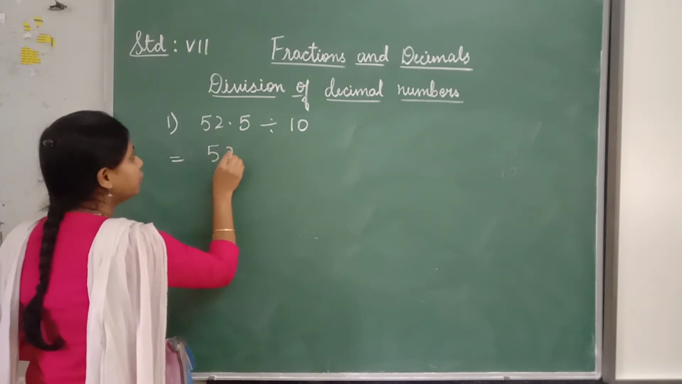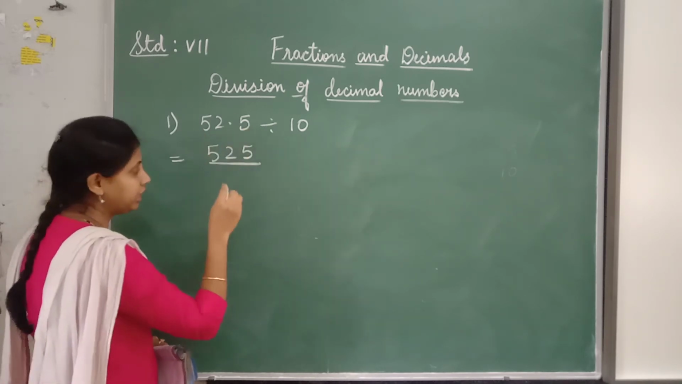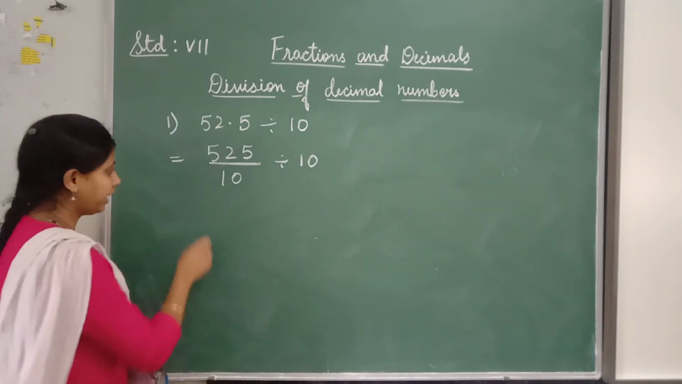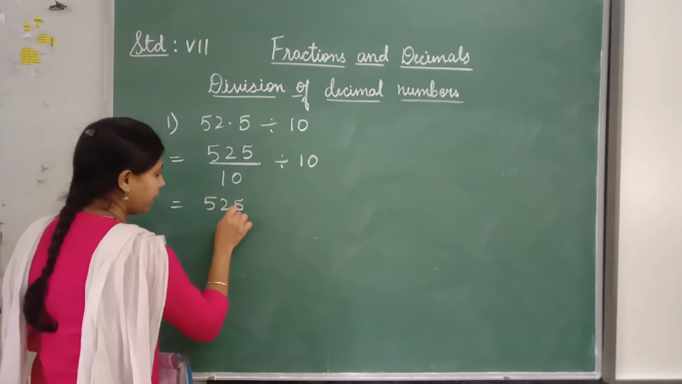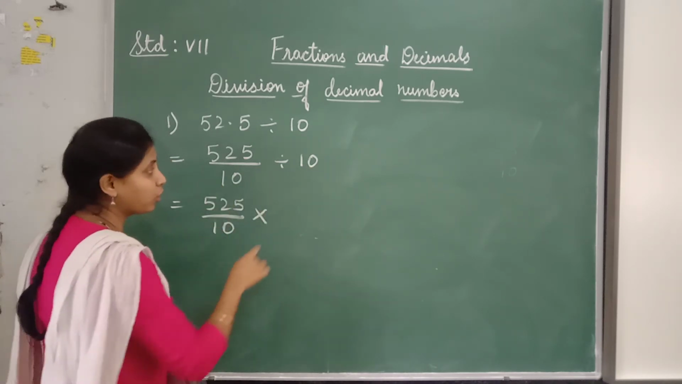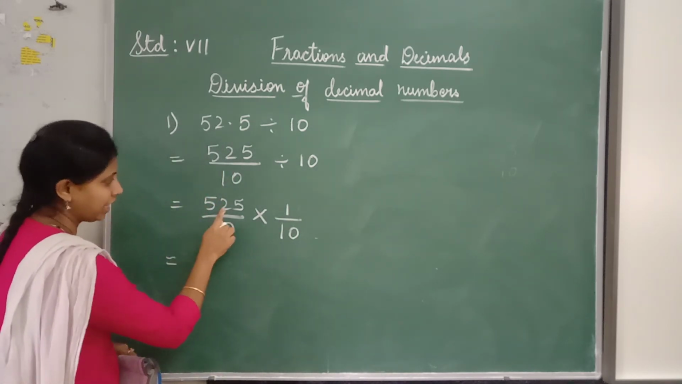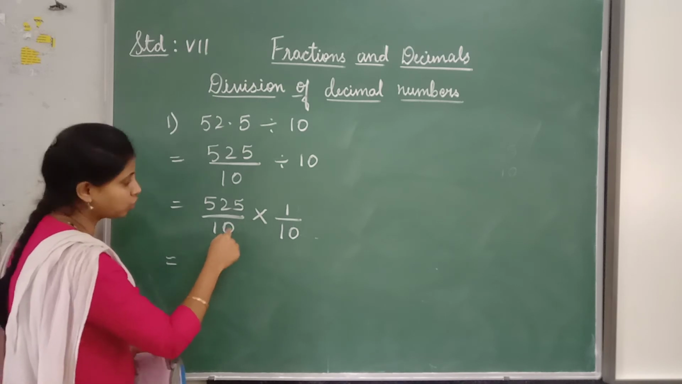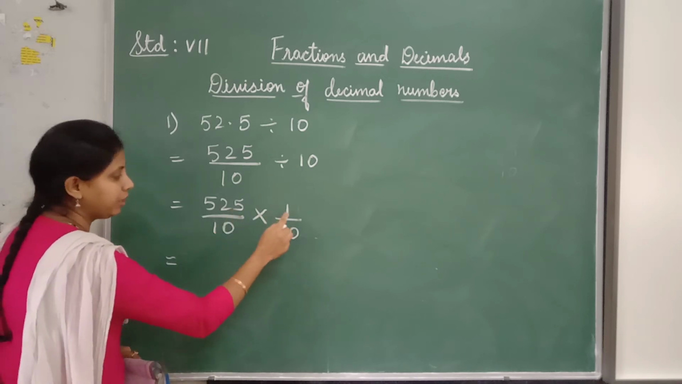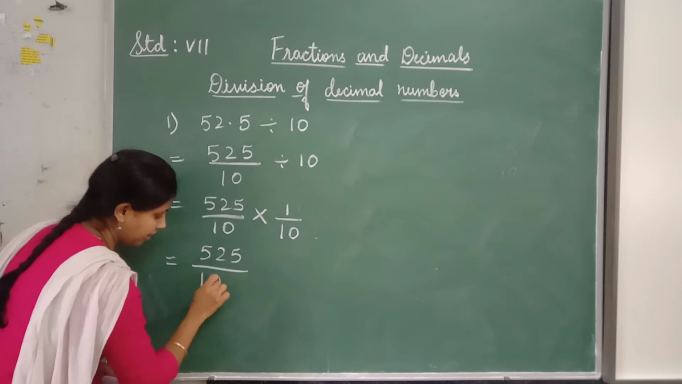Okay. 52.5 convert into fraction form. So after the decimal point 1 digit, so 525 upon 10 divided by 10. Okay. So next step, 525 by 10 as it is, multiply by the reciprocal of 10. Reciprocal of 10 is 1 upon 10. Yes. Now nowhere we can cancel. Yes children. So multiply directly numerator to numerator and denominator to denominator. 525 into 1 is 525. 10 into 10 is 100.